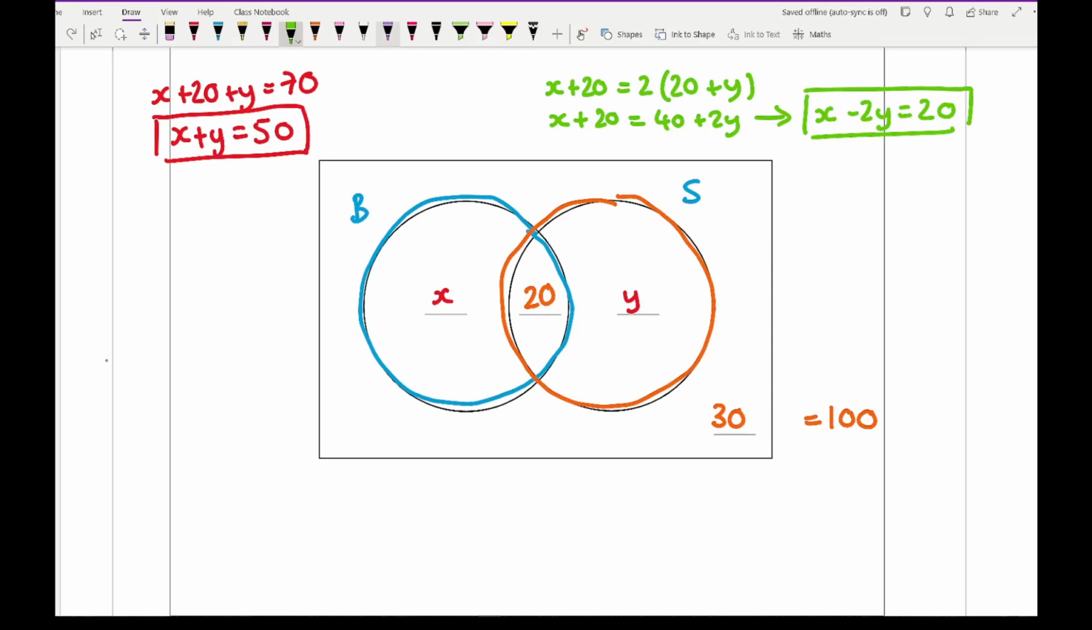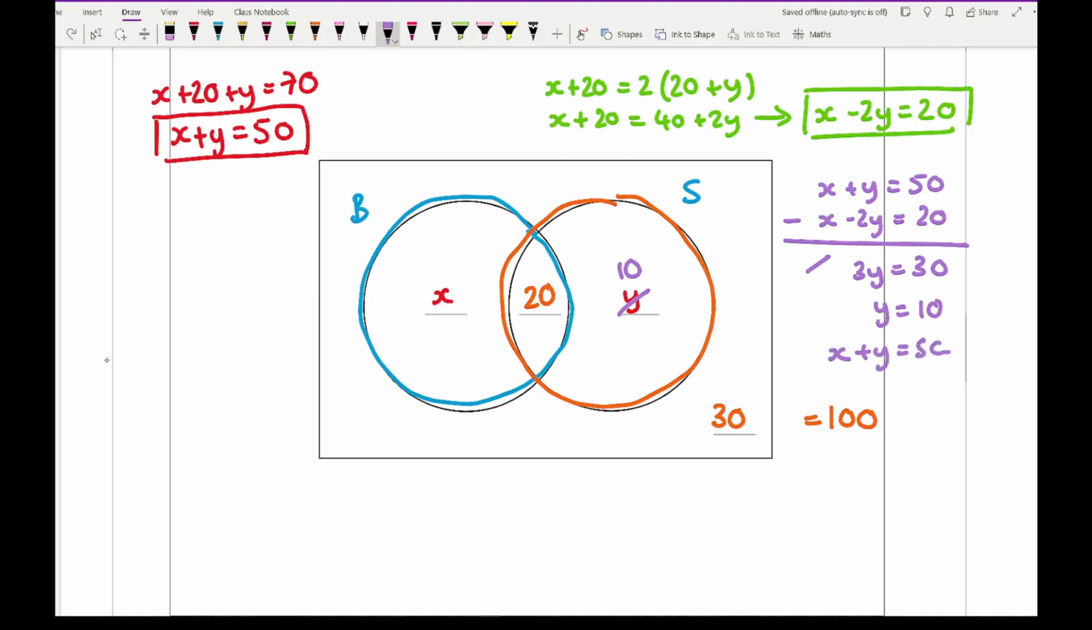So now using those two equations, I'm going to use simultaneous equations to work out what X and Y are. I've got X plus Y equals 50, and I've got X minus 2Y equals 20. So if I take away the two, I end up with 3Y equals 30. So Y equals 10. So I can write 10 there. And then I can work out what X is. So using X plus Y equals 50, I know that Y is 10, so X must equal 40. And there is my completed Venn diagram.